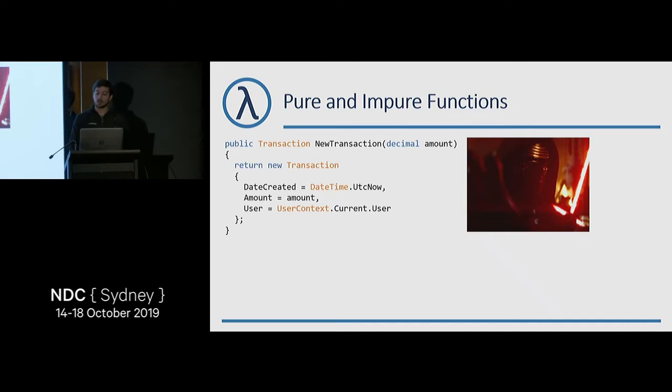So here's another example. We've got a new transaction function that takes an amount. It returns a brand new transaction, but it reads the current time from DateTime.UtcNow. Now, UtcNow is a global mutable variable that is constantly changing as it tracks the current time. This function also reads the current user off some global user context. Now, given the same input, which would be the same amount value, this function will always return something different and therefore is impure. It'd also be pretty hard to test because DateCreated would always end up as a different value, and the user property would require you to set up some global current state before calling the function. Otherwise, you'd end up with a null reference exception.